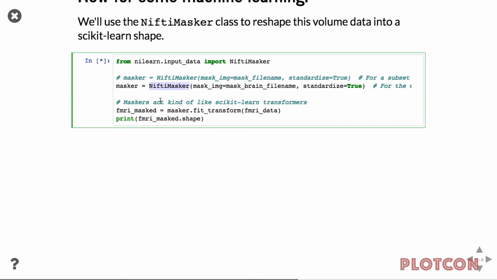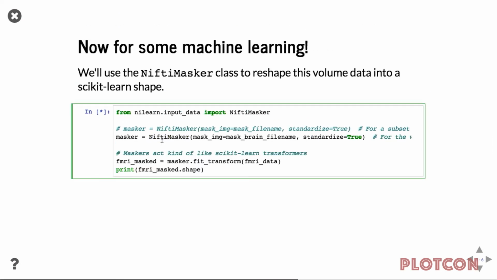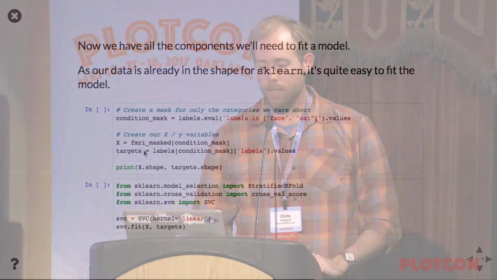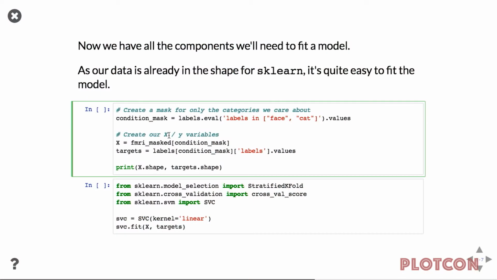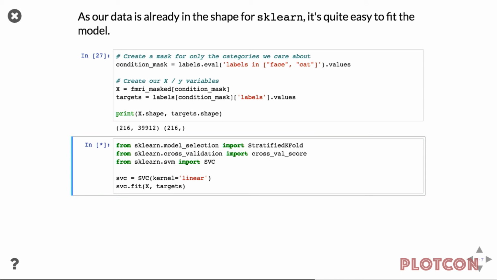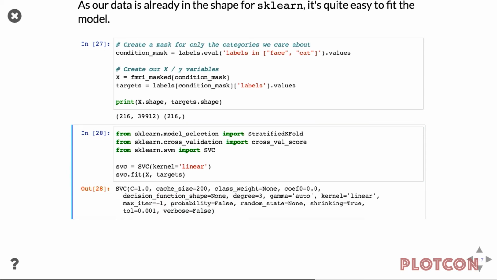So they have a tool that's called a NiftiMasker. And basically this says, take a three-dimensional representation over time and transform it into a shape that I can shove into a Scikit-learn pipeline. Give me something that is samples by features. And it basically acts the same way that any kind of Scikit-learn transformer would. So now what I can do is just pull out the labels for images that I really care about for this kind of an analysis, and I'll fit just a standard support vector machine to basically say, do patterns in these voxels differentiate between faces and cats?